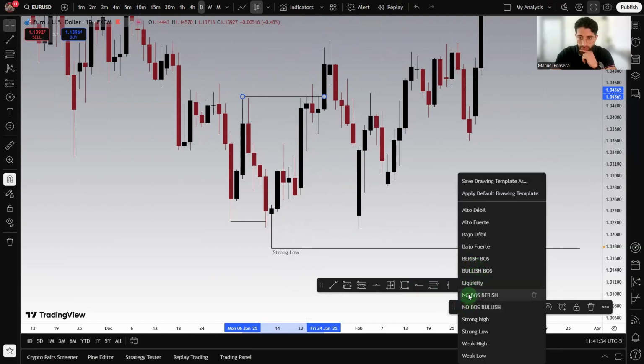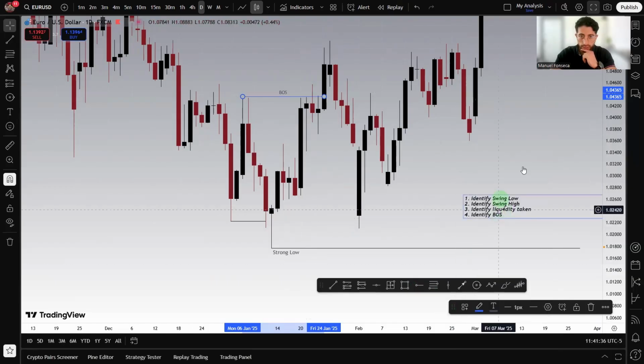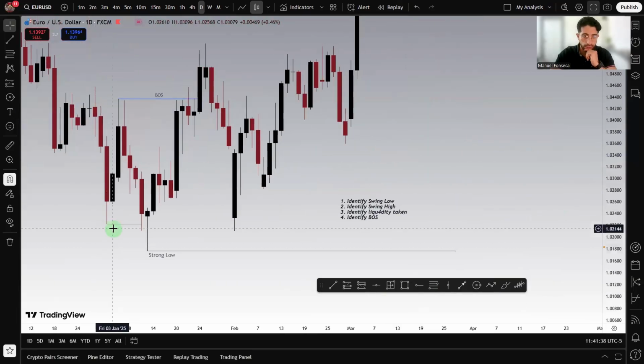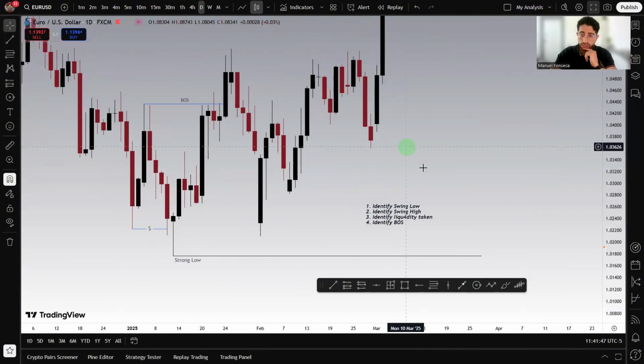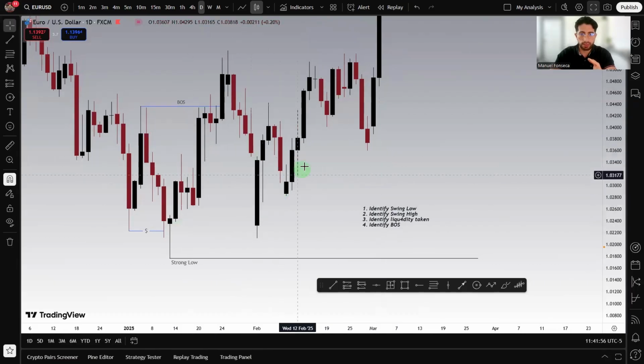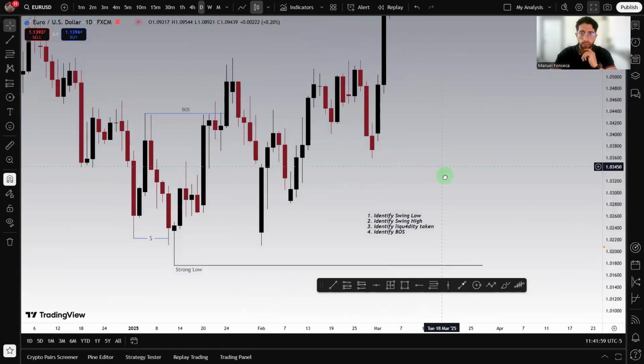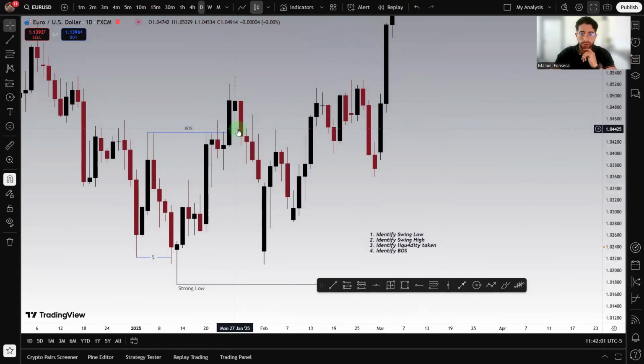All right. This is it. This is how it works. This is how we identify the beginning of a range. In this case, this low becomes the lowest, the strong low. And if you can see, after this, the price never goes this low again. Why? Because it makes a break of structure, right?